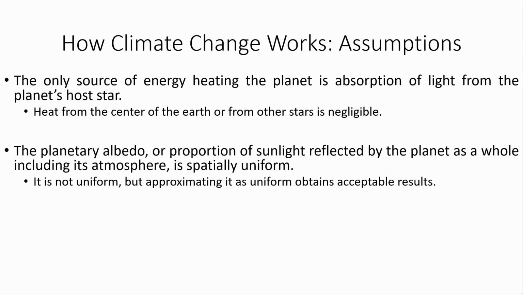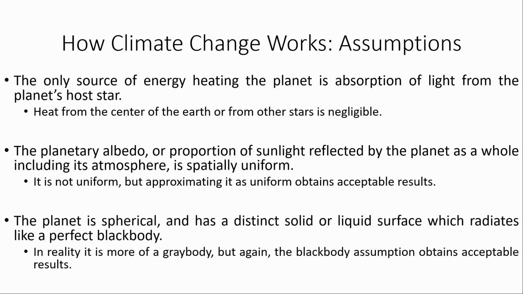The next one is that the planetary albedo, or the proportion of sunlight reflected by the whole planet, is spatially uniform. So essentially we are modeling the Earth as just being one single color that has all the same albedo. We know for a fact that it is not uniform. There are oceans, there's land, there's clouds, there's all kinds of stuff going on. But approximating it as uniform obtains acceptable results.